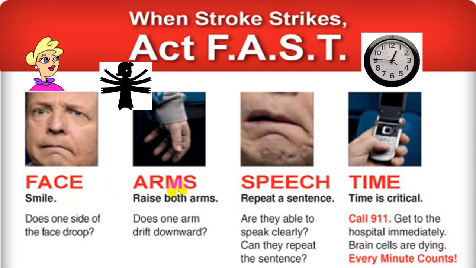A is weakness in the arms and legs. S is speech disturbances because of facial muscle involvement as well as the hypoglossal involvement. And T is time, which is very important. Also, some people mention T as a terrible headache, particularly in a subarachnoid hemorrhage. We call it thunderclap headache.